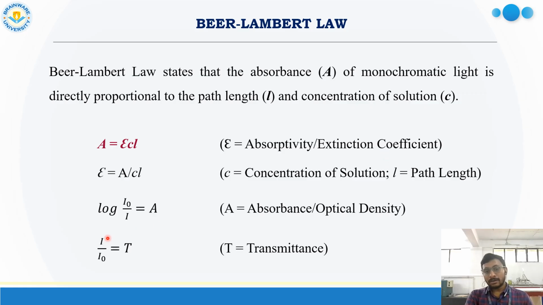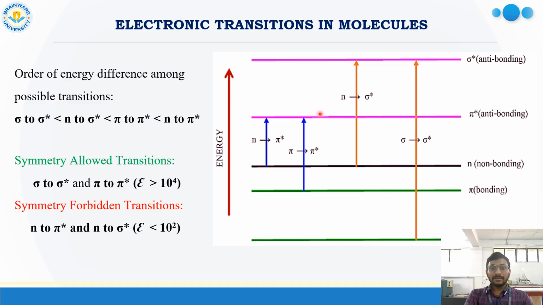And I_T, or transmitted light divided by incident light, gives us transmittance. Now, what happens is electronic transitions in molecules. As I said, from molecular orbital theory, we know that certain molecular levels are present in molecules. What are those? This is sigma bonding, this is pi bonding, this is non-bonding, this is pi star or pi anti-bonding, and this is sigma star or sigma anti-bonding. These are the molecular orbitals that are present in a molecule.